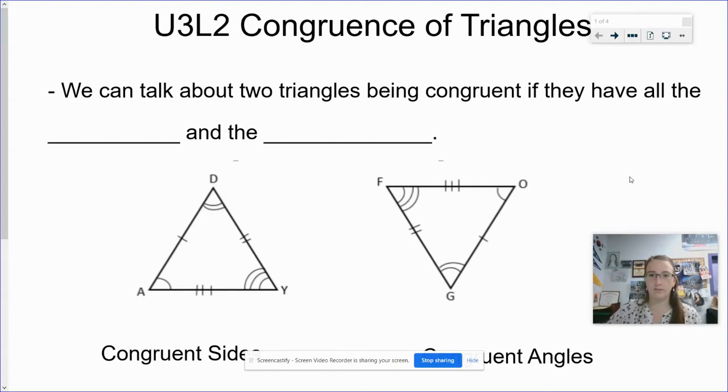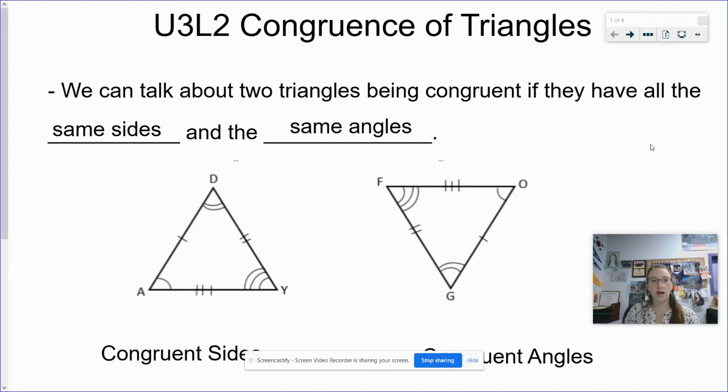Hello guys, we are going to be talking today about congruent triangles. Now if we have two triangles that are congruent, what this means is they have all the same sides and the same angles, right? Because we talked about congruent lengths, we've talked about congruent angles. We can call two triangles congruent if they really are the exact same triangle.